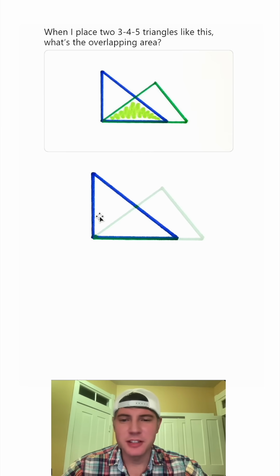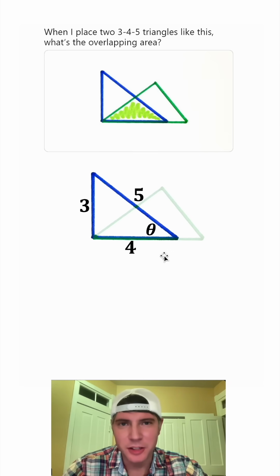This looks like the smallest side, so it would be the 3. This would be the 4, and the hypotenuse would be the 5. Let's label the angle opposite the smallest side as theta, and that'll be the smallest angle.